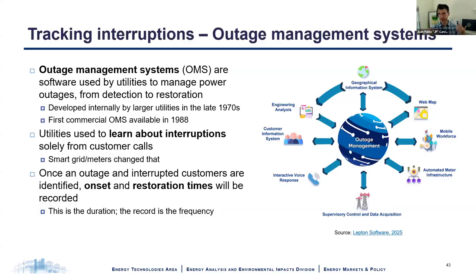To track interruptions, distribution utilities have developed what's called outage management systems. They're software that has been used since the late 1970s and eventually developed commercially in the 1980s, where utilities learn about interruptions either from customer calls, which is the old way in which they would learn. Now they have smart grids and smart meters to automatically learn about interruptions, and they also sense their grid with different devices to understand where voltage is not present, and then they can bring this into a software that can locate the interruption and potentially send crews to solve it and provide some estimate for restoration times.